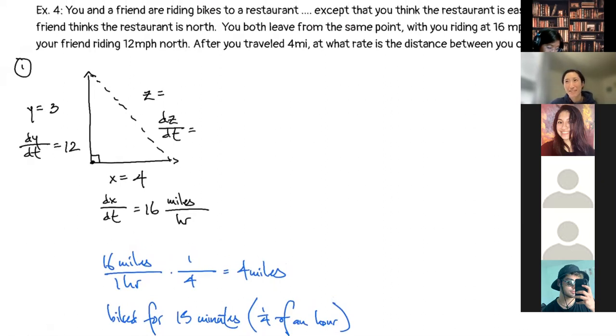Exactly. You might need to reevaluate this friendship afterwards, but I don't know. That's okay. You could, or you could just be really forgiving. Maybe they read their map wrong. It's fine.